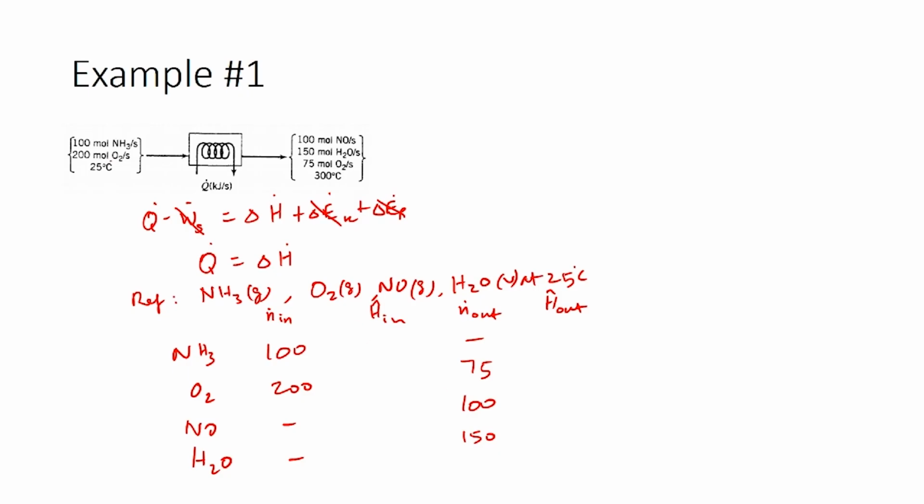You have ammonia and oxygen entering at 25 degrees Celsius, which is the same as the reference state. So, the enthalpies for the inlet ammonia and oxygen would be 0. In the outlet streams, everything is at 300 degrees Celsius compared to the reference state of 25 degrees Celsius, so we need to account for all these enthalpies. Let us call them H1 cap, H2 cap and H3 cap. Now, we need to calculate H1 cap, H2 cap and H3 cap.